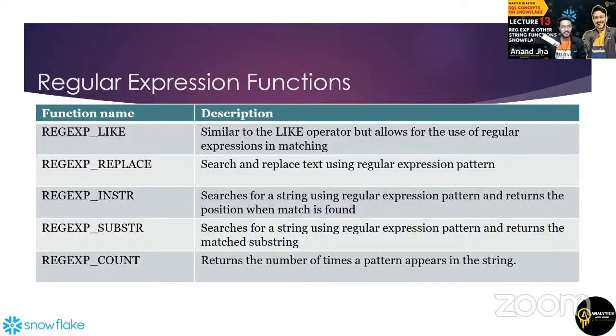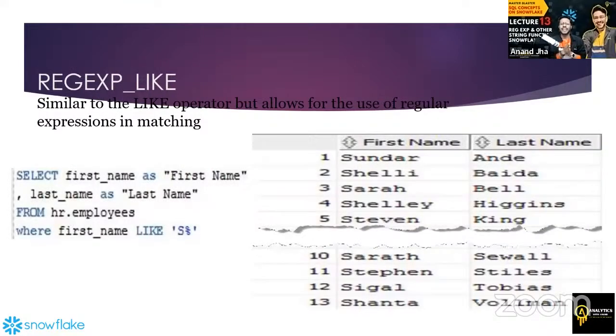So the first one, REGEXP_LIKE. What is this? Similar to the LIKE operator, but allows for the use of regular expressions in matching. I think the image in the PPT is not clear. So what I'm doing is: select first_name as first name, last_name as last name from hr.employee where first_name LIKE. This is the very LIKE operator, the same as the LIKE operator. I have not used any regular expression here. All the names starting with S followed by any sequence of characters.